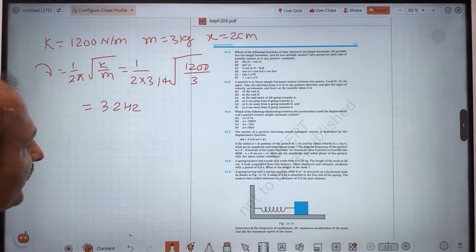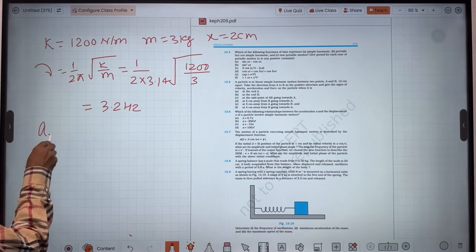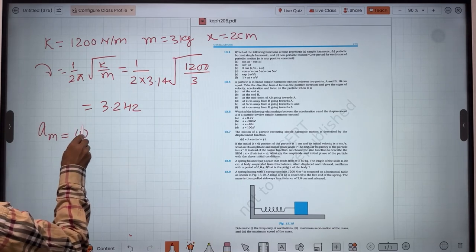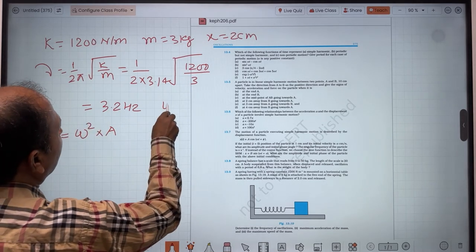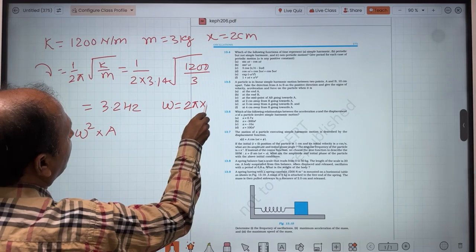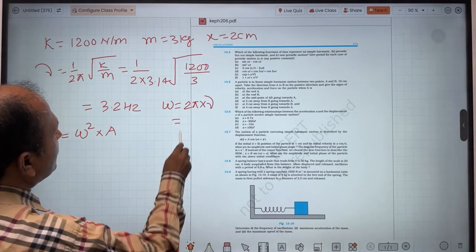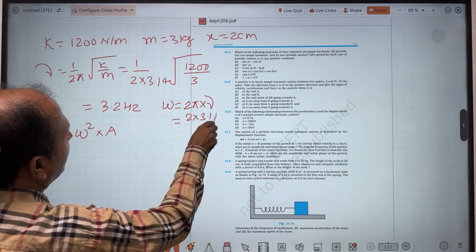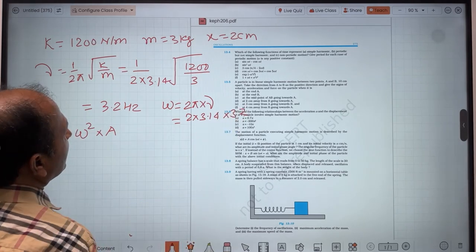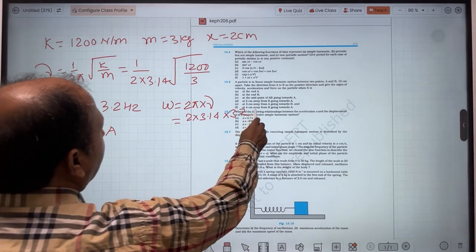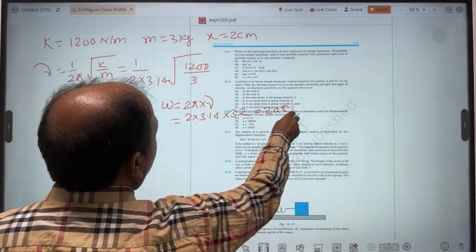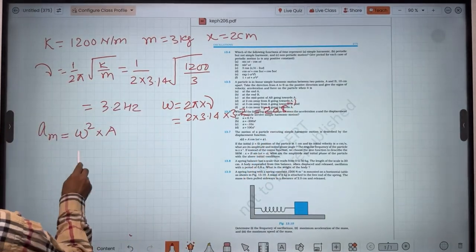Then the second part says, the frequency of oscillation we have found, now the maximum acceleration. So the maximum acceleration will be omega square times amplitude. Omega square. So we can find omega from here: 2 pi into nu, right? So 2 into 3.14 into 3.2. That will be the value of omega. That will be around 20 per second, right? 20 second minus 1. And here we have got the value of omega.